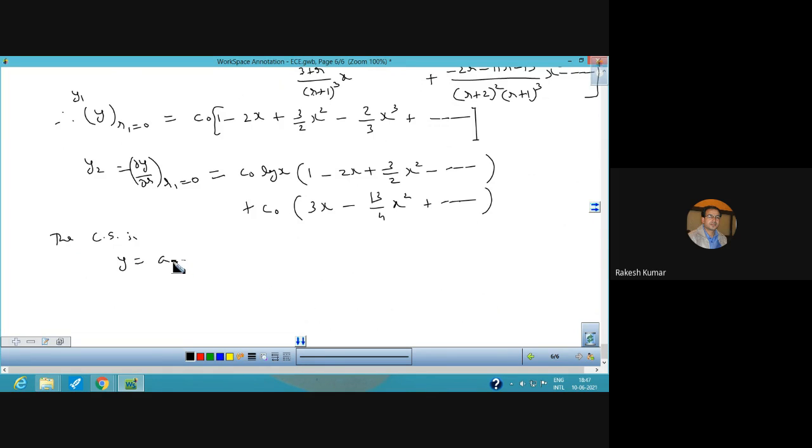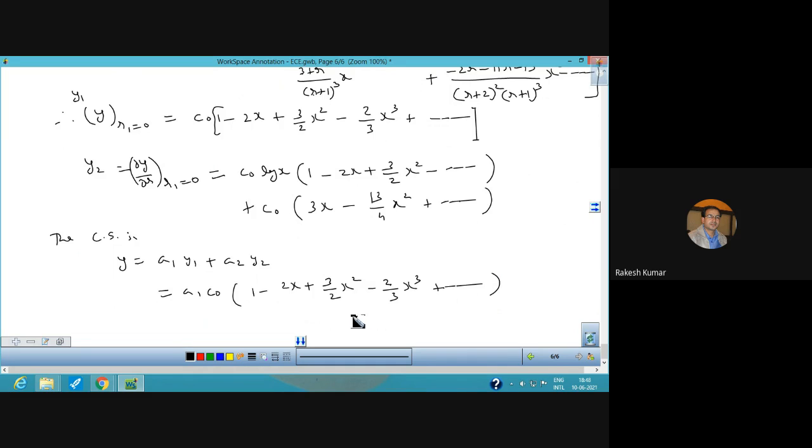Constant can be taken C1, C2 or A1, A2. So A1 Y1 plus A2 Y2. Now you can put the values of y1 and y2. So this is your y1. So A1 into C naught is there. This is your C naught. Inside you will have 1 minus 2x plus 3 by 2 x square minus 2 by 3 x cube plus so on.